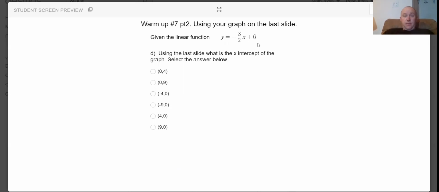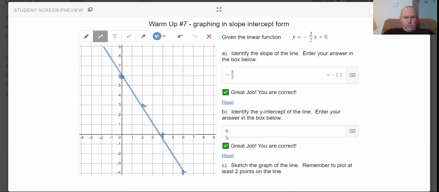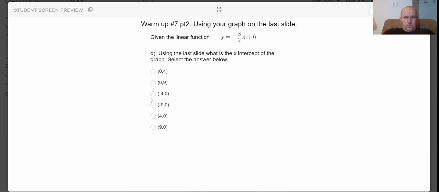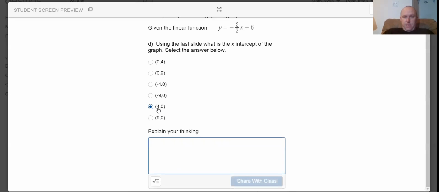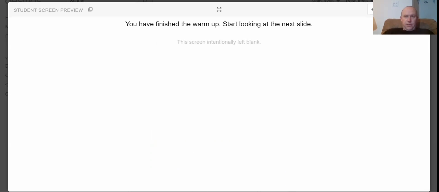Given this function, it's the same question, so use your graph on the last slide. What is the x-intercept of the graph? Let me just go back and look. I can see it goes through 4 on the x-axis, so I'm looking for that one there. I need my 4 to be my x value, and I need my 0 to be the y value. And you can put some words in if you choose to for that question.